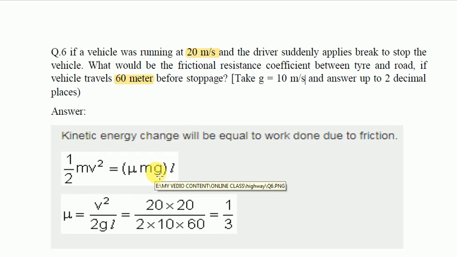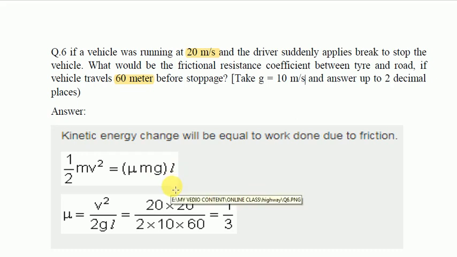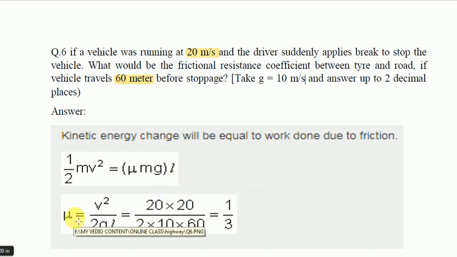As we know, work done will be equal to mu times the weight of the vehicle. So if we put all these values, m and g into this L lag distance, we can easily find out mu, which is asked in the question, as 1/3.